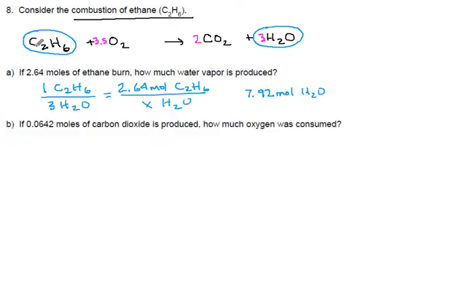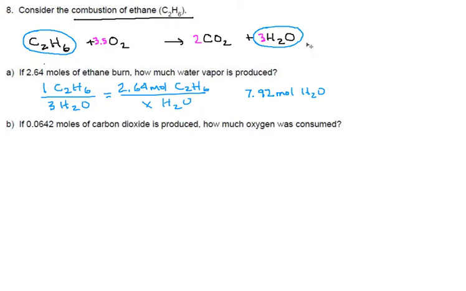Or, if you like doing the inline style, then we'd have 2.64 for ethane. And you'd say, if this is 1 and this is 3, what do you do to 1 to turn it into 3? Easy enough, times it by 3. So 2.64 times 3 gives you 7.92 moles for the water. Not too bad.